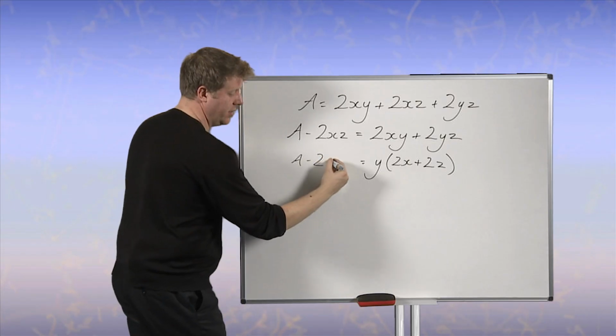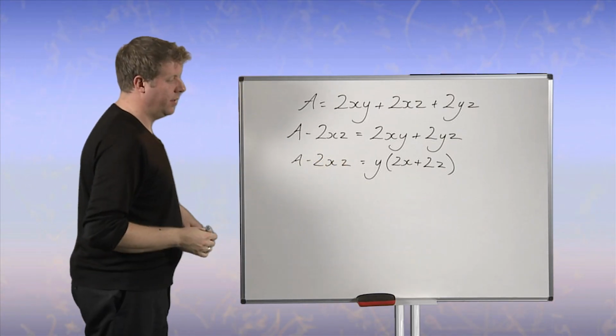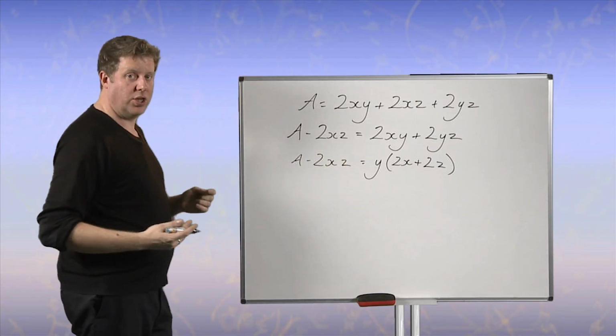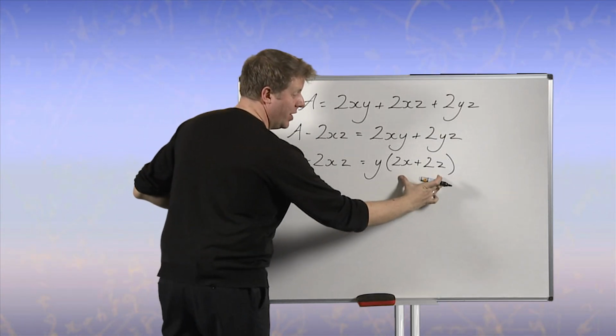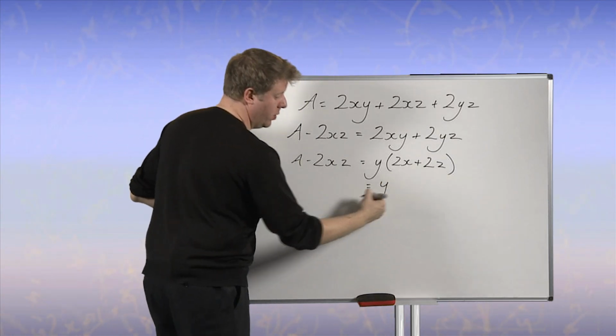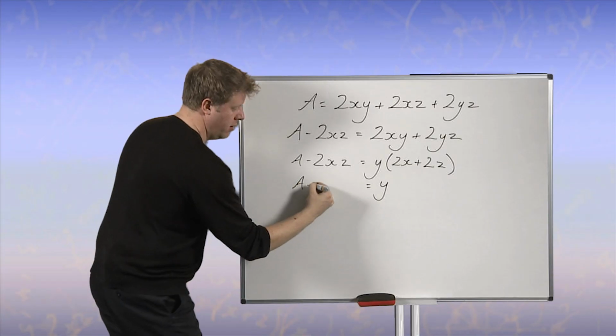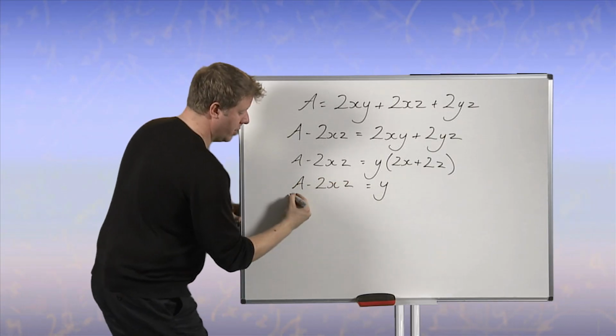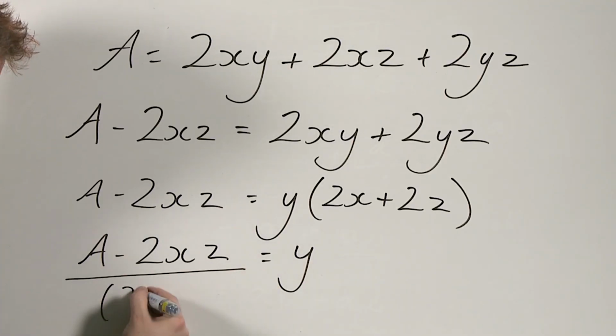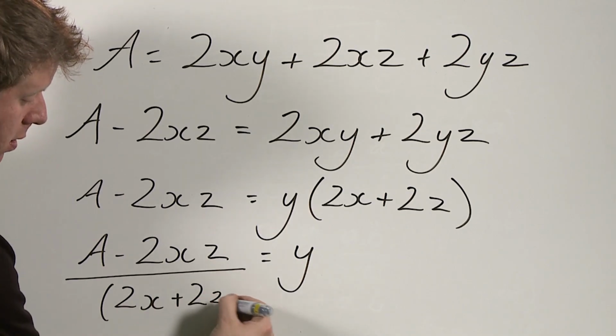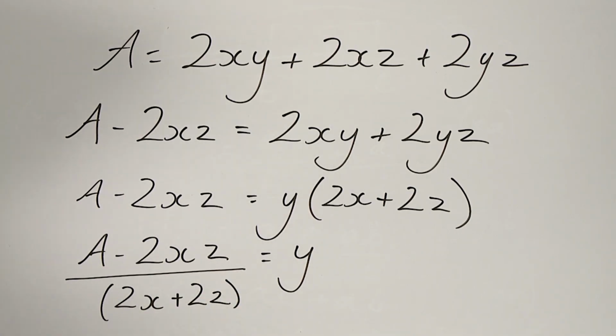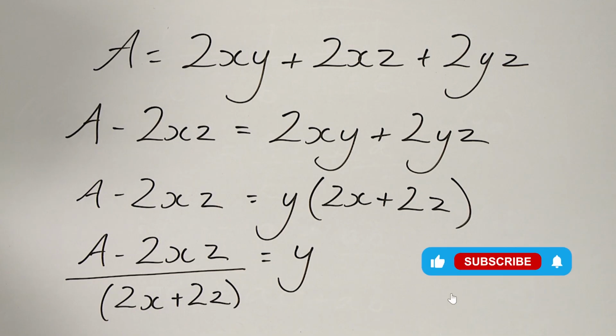Don't forget the left-hand side stayed as it is. We haven't done anything to that yet. And then the final thing we're going to do, just as we did before, divide by that whole bracket to leave me with y on this side. That would be A minus 2xz, all divided by 2x plus 2z. Now don't be tempted here to try and cancel out all the 2's, because remember this term hasn't got a 2 there, so we can't divide everything by 2. We just leave that as it is.